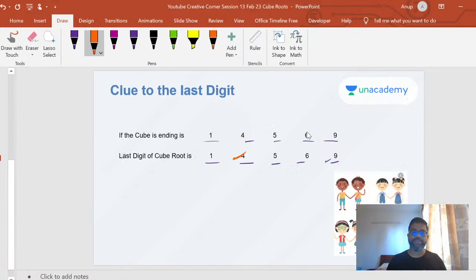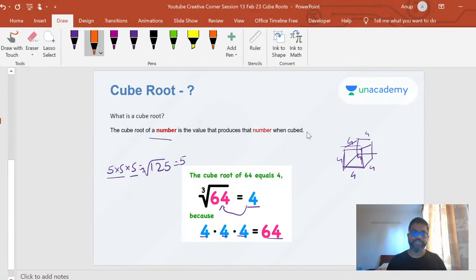So just to recap, if there are no questions, as I told you, you all know what a cube root is. The cube root of a number is a value that produces that number when it's cubed. It means multiply 3 times, you get that number, and you will see it when it is square root. That means when you multiply twice, you will get that number.